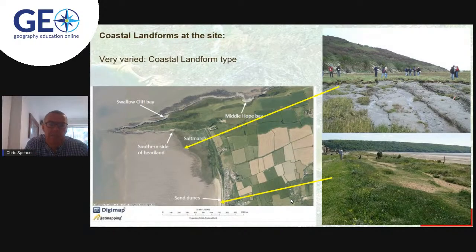Okay, and then the final element of variation I want to quickly introduce here is how we've got these very different landforms of salt marshes coexisting right next to sand dunes.